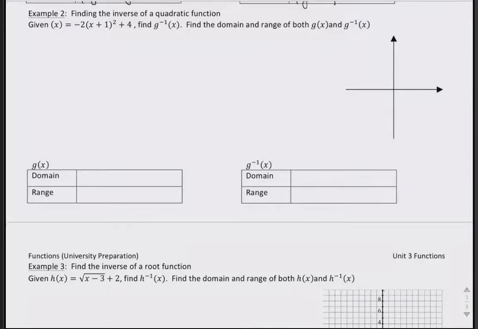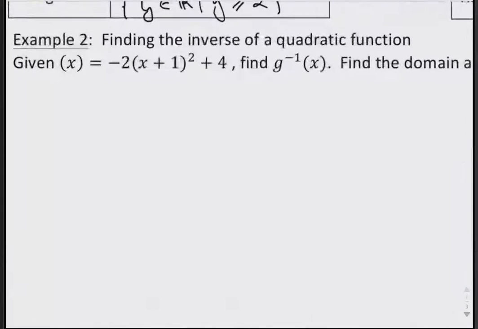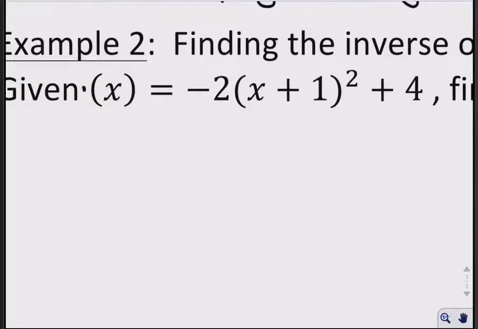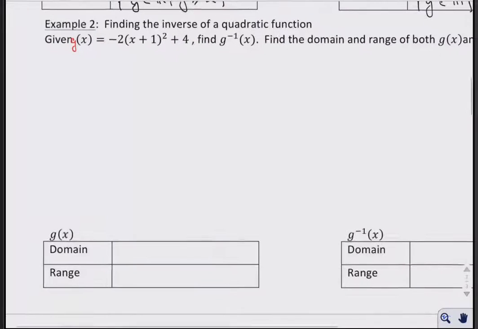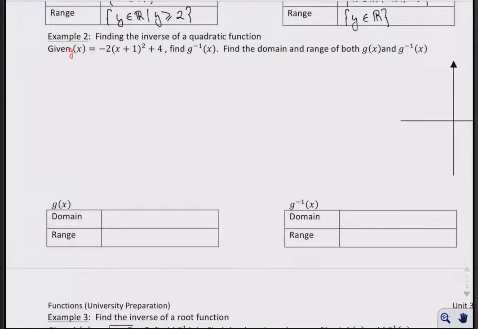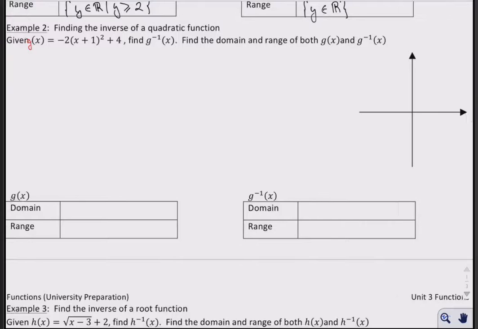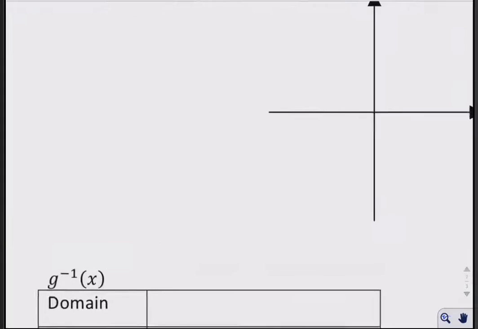In example 2 here, we're given a function, and there's a bit of a typo. The function is g of x. I'll write that in red. And we want to determine the inverse, as well as the domain and range of that function. So let's just quickly graph the original. So it looks like here we have a transformation left by 1 and up 4, and a reflection, as well as a vertical stretch.